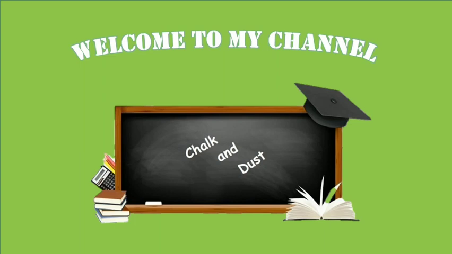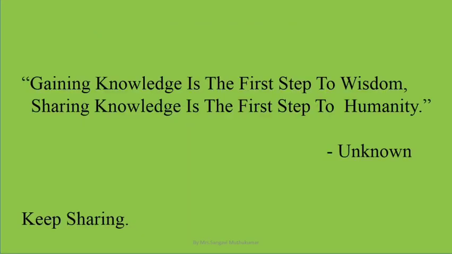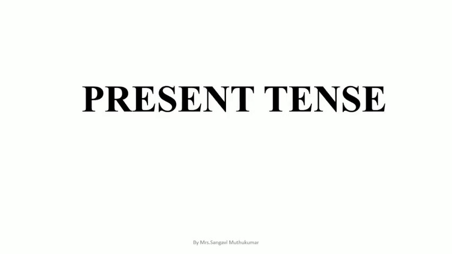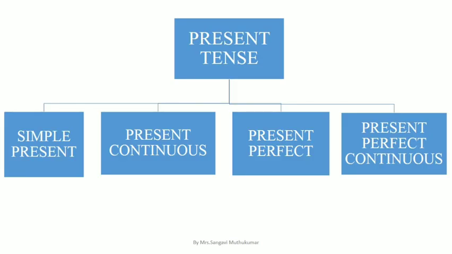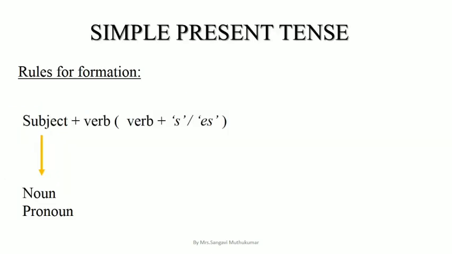Today's lesson focuses on present tense, its use and rules. Let's start the lesson. Present tense can be classified into four subtenses: simple present, present continuous, present perfect and present perfect continuous tense. Today we are going to see about simple present tense alone. In simple present tense, all verbs are generally in present form. So just by adding a verb to a subject or a pronoun, simple present tense is formed.